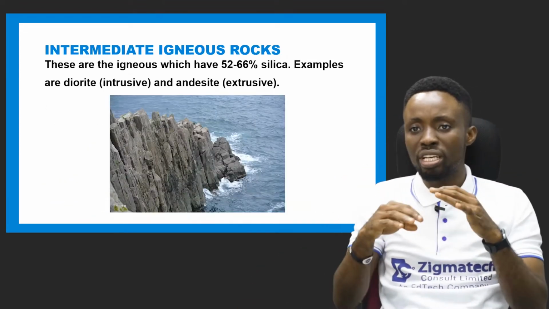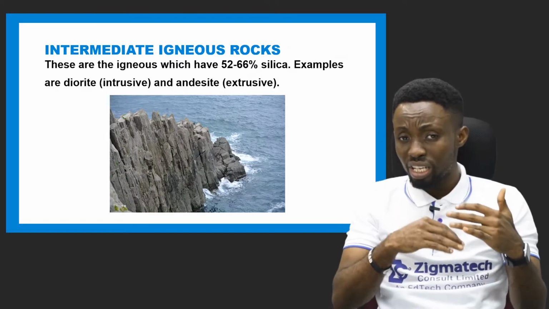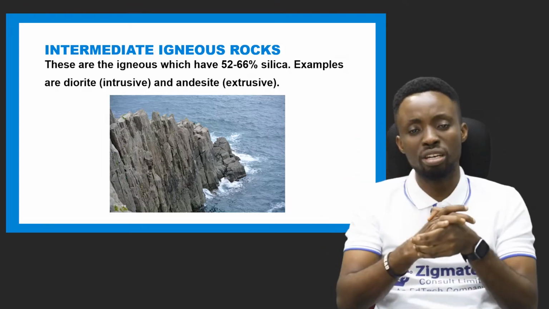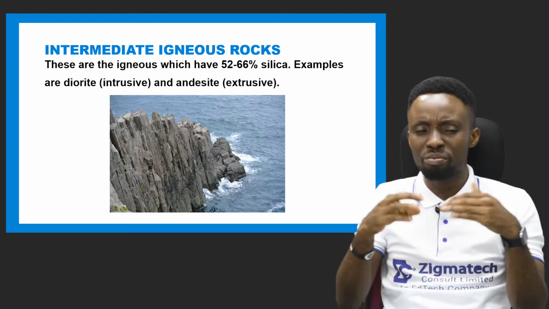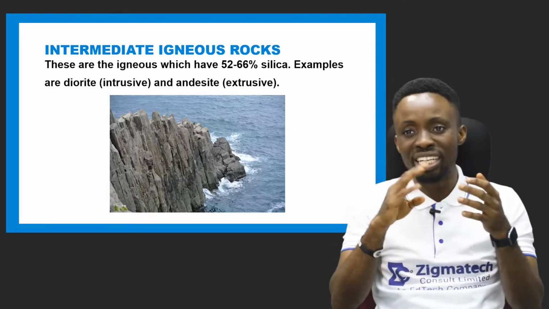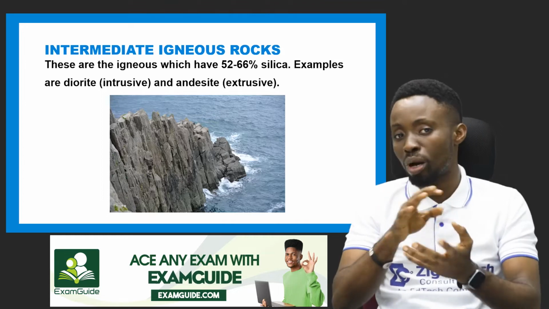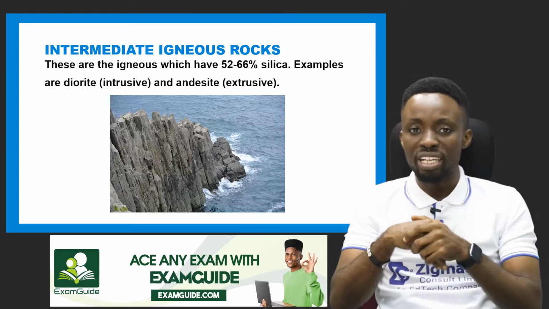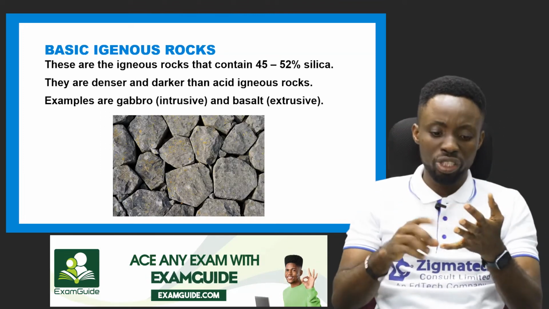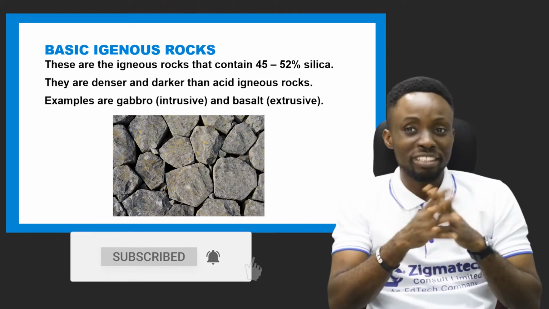But if you look at the intermediate igneous rock, this is slightly below the acid igneous rock, so they have a lesser amount of silica, ranging from 52 to 66% of silica. A good example of the intermediate igneous rock is diorite and andesite. These two rocks have a lesser amount of silica compared to granite and rhyolite. So let's look at the third one, which is the opposite of the acid igneous rock in terms of silica composition.